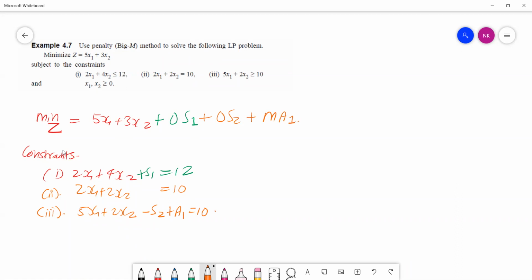Why plus? Because it's the minimization. I have told that if it was the maximization, then you need to have the minus M because it is the penalty. Okay. Now over here, we are having the equal to sign.